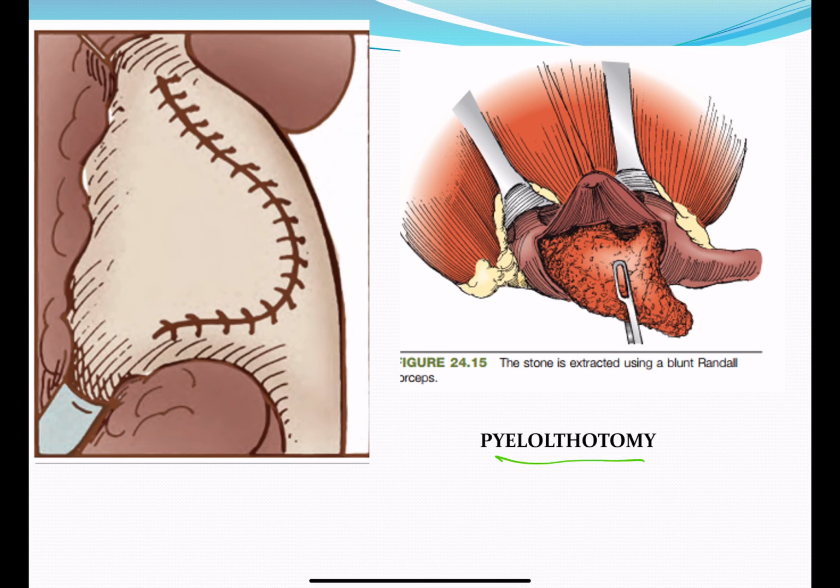Here you can see the U-shaped incision given to the pelvis, and this should be at least 1 centimeter above the junction to prevent a tear. You retract the upper lip and lower lip, and you can see the stone has been removed. If you extend this incision towards the lower lip, to the lower calyx, then it is known as extended pyelolithotomy, which is usually done for a branching stone, like an incomplete staghorn stone.